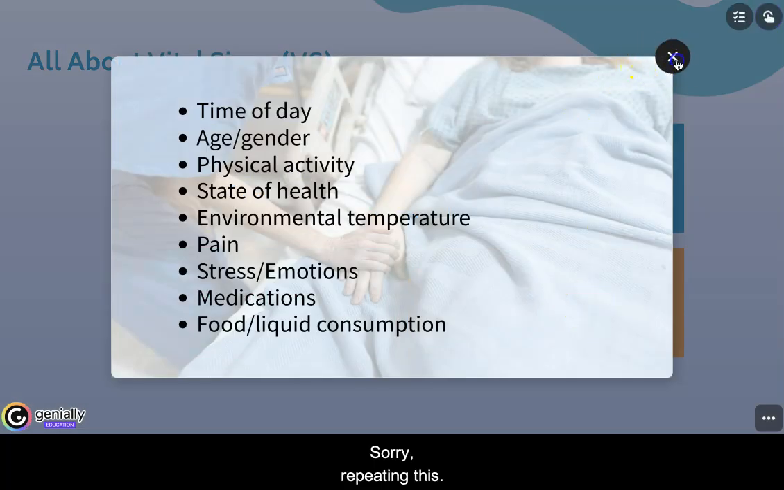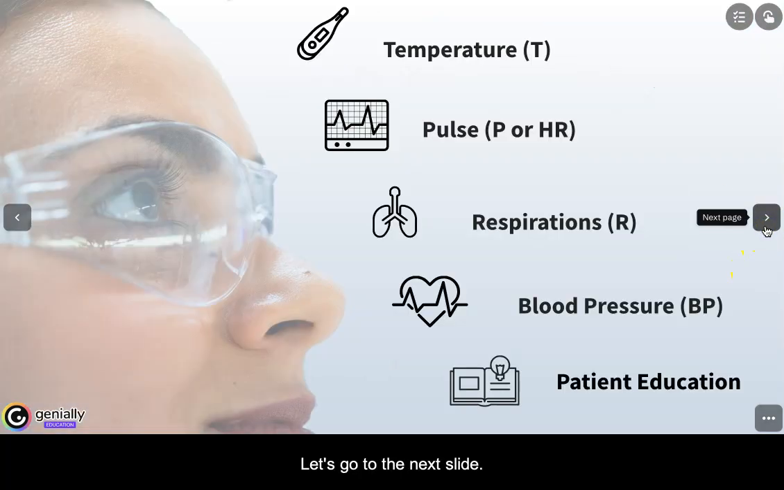Let's go to the next slide. So now let's first talk about temperature.